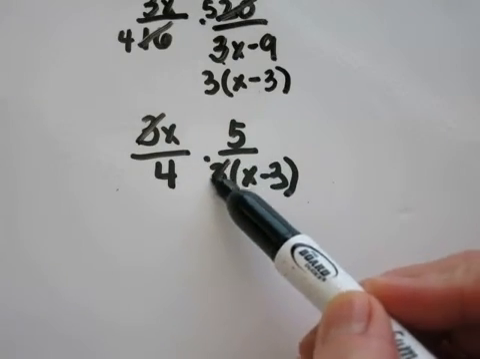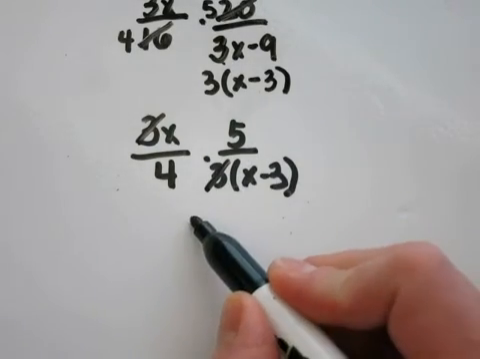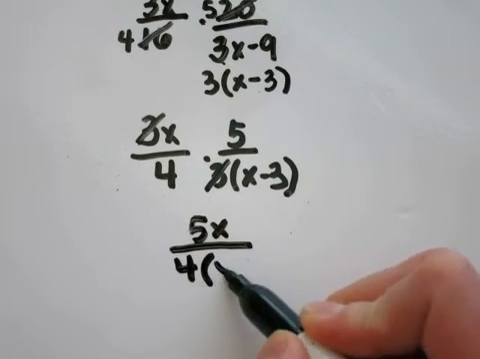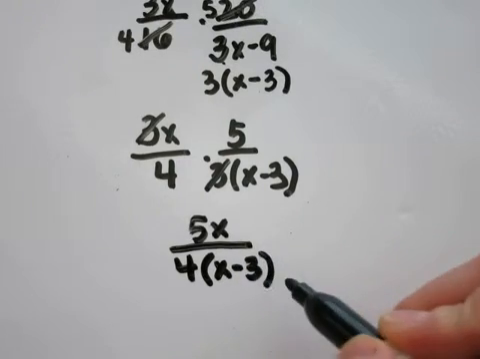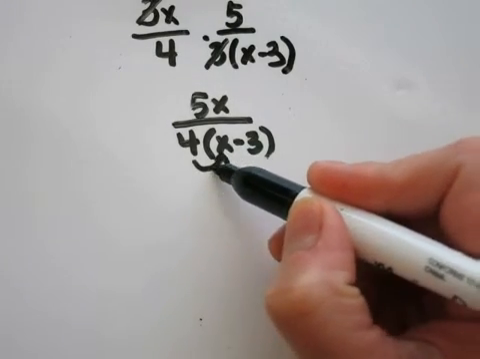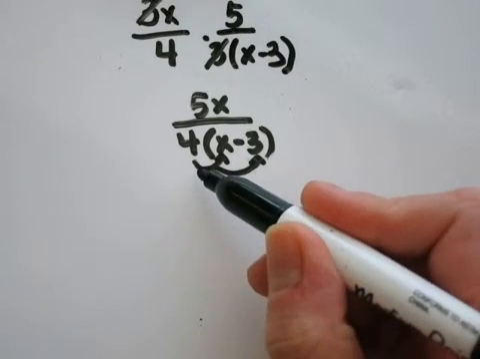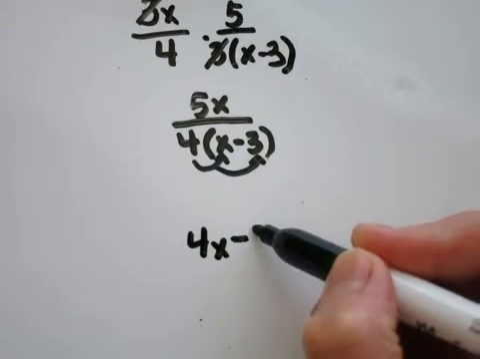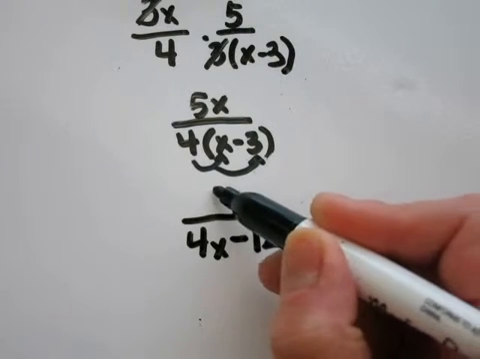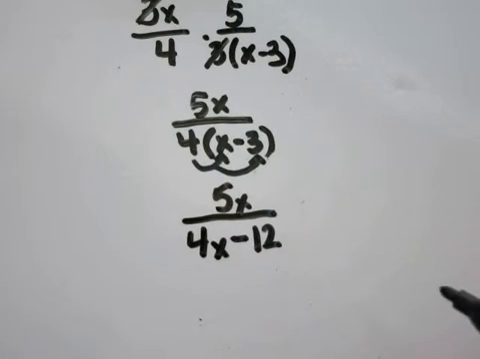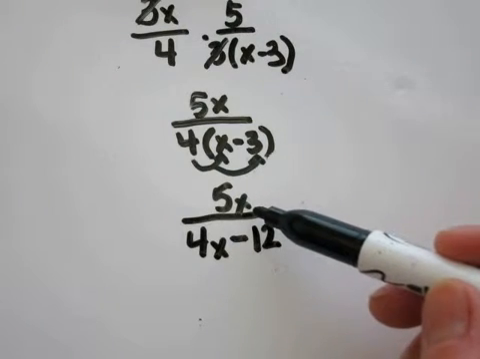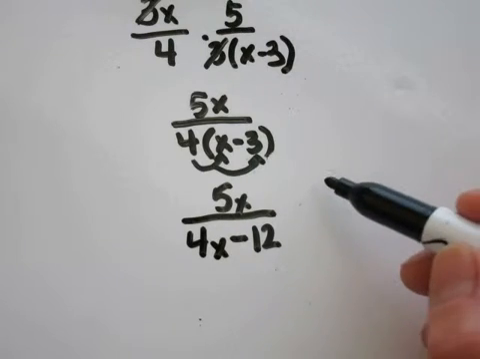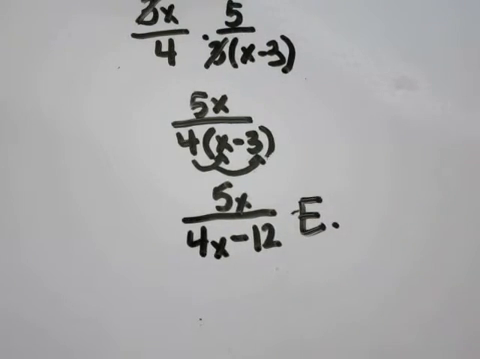Now I've got a 3 that will cancel out. Leaves me x times 5 is 5x over 4 times x minus 3. Distribute the denominator. 4 times x is 4x. 4 times 3 is 12. The 5x remains the same for the numerator. So my answer is 5x over 4x minus 12. Looking at the selections they give you, this is the same as letter E.